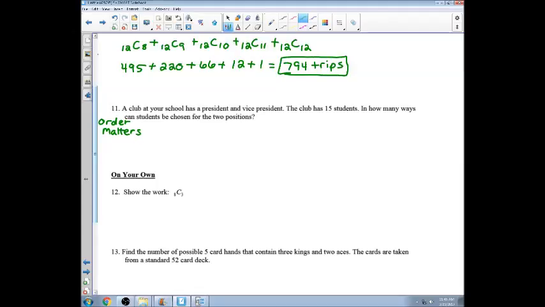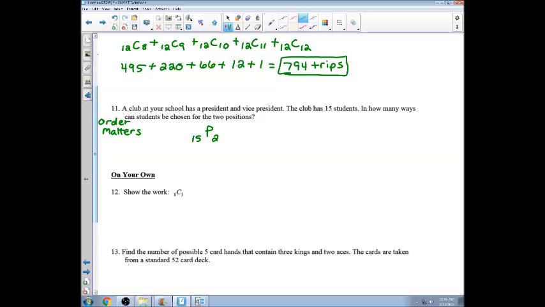If it just said a committee of 5 people, the order would not matter. I don't care who got chosen first, second, third, fourth, or fifth. They're all at the same level. But if there's different levels of the committee, like president, vice president, secretary, then that would change to order mattering, right? So since order matters, I'm going to have to use permutations. So I need to know how many permutations there are of the 15 students chosen for the 2 positions.